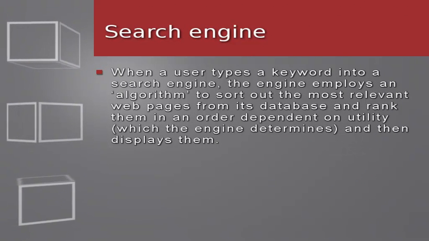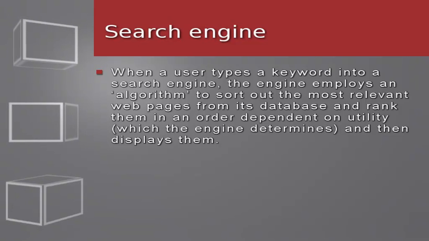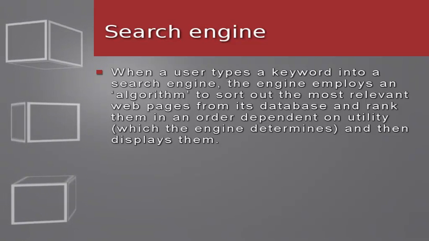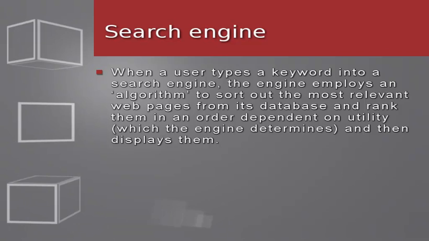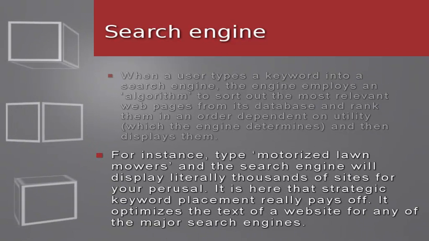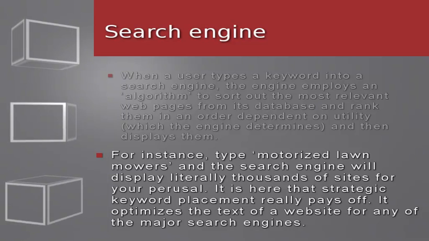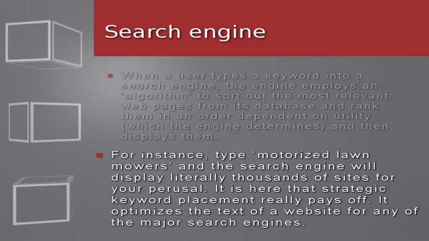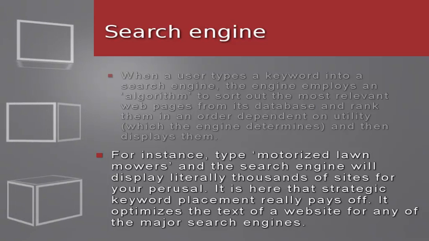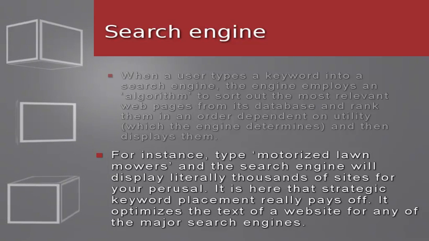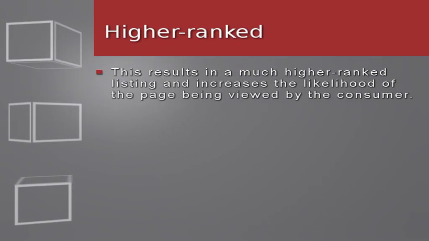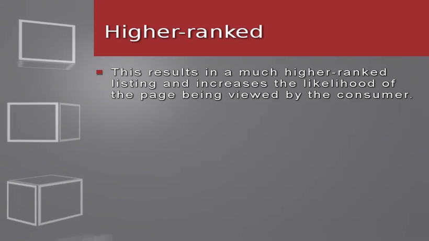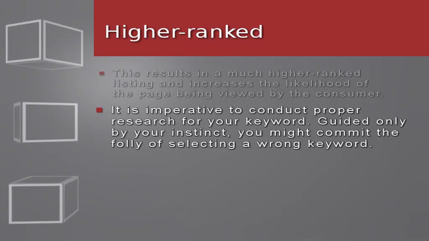When a user types a keyword into a search engine, the engine employs an algorithm to sort out the most relevant web pages from its database and rank them in an order dependent on utility, which the engine determines, and then displays them. For instance, type "motorized lawnmowers," and the search engine will display literally thousands of sites for your perusal. It is here that strategic keyword placement really pays off. It optimizes the text of a website for any of the major search engines. This results in a much higher ranked listing and increases the likelihood of the page being viewed by the consumer.